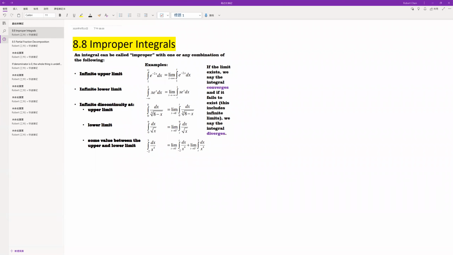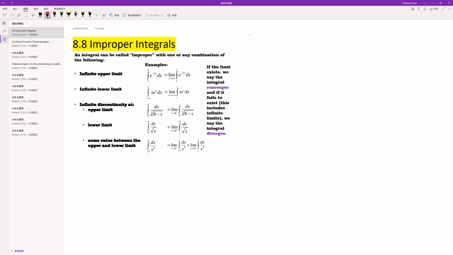This is 8.8, improper integrals. Let's just take a look at what that means. So we have some definition up here. An integral can be called improper if one or any of the following combination.